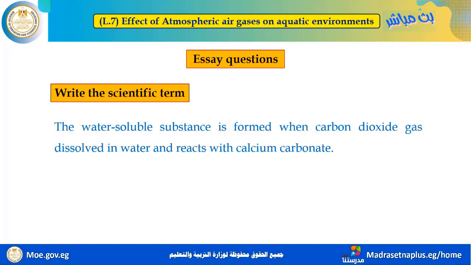The water soluble substance that is formed when carbon dioxide gas dissolves in water and reacts with calcium carbonate, changing it into calcium bicarbonate. Don't forget this very important note. Yes, it is the carbonic acid, H2CO3. This is a kind of acid which is formed when carbon dioxide dissolves in water.